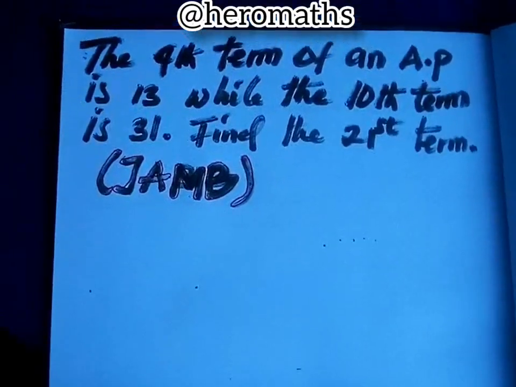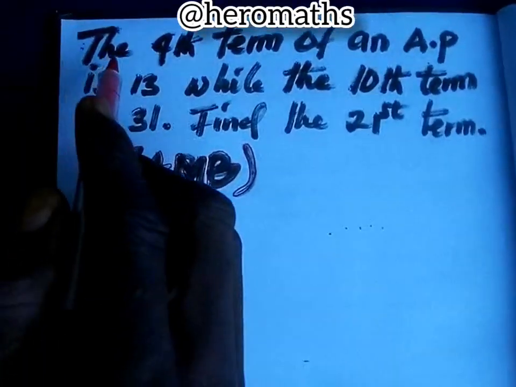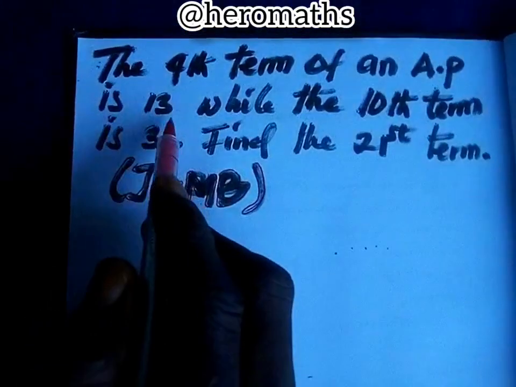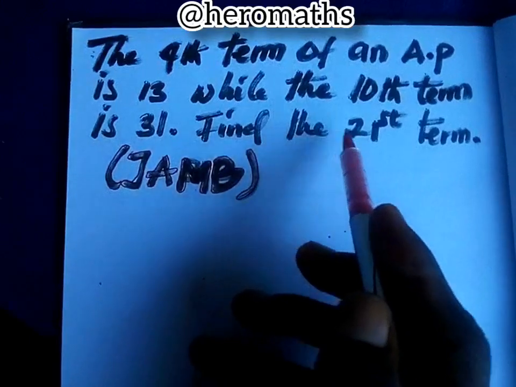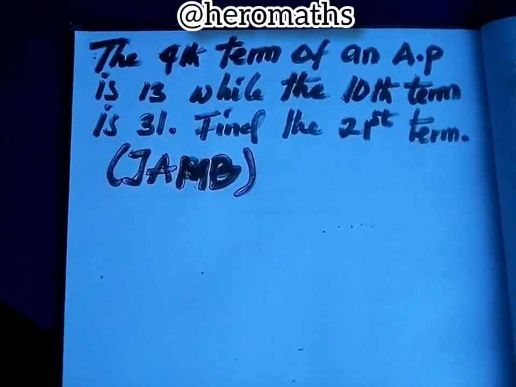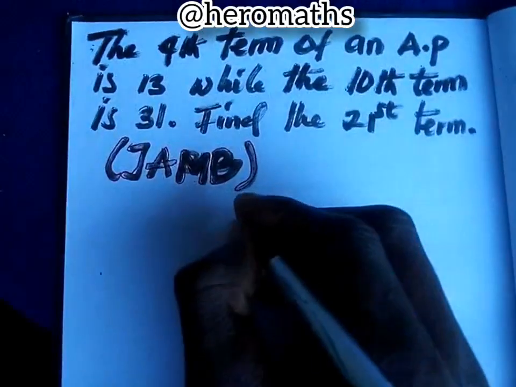Let us go down to the work of the day. The question says the fourth term of an AP is 13, while the 10th term is 31. Find the 21st term. We have known that in my previous video.